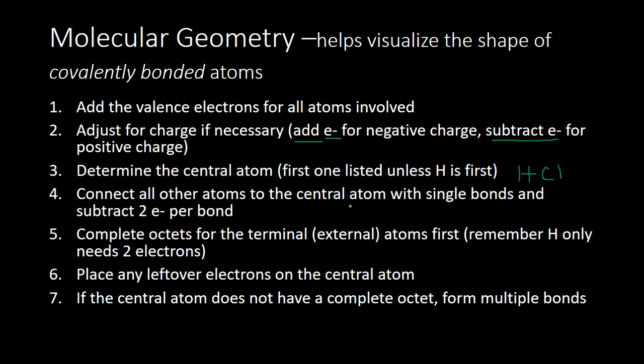Connect all the other atoms to the central atom with a single bond and subtract 2 electrons for every bond you just made. So it takes 2 electrons to make a bond. So if you've made a bond, you need to subtract 2 electrons from the total amount available to you. Complete the octets for the terminal or external atoms first. Remember, hydrogen only needs 2 electrons. So just once you've bonded a hydrogen, it's good to go. You don't need to add any electrons to it. Place leftover electrons on the central atom, and then if necessary, you use a double bond.